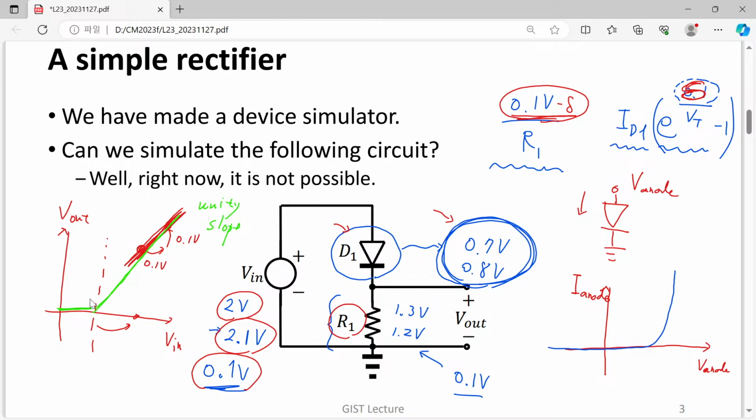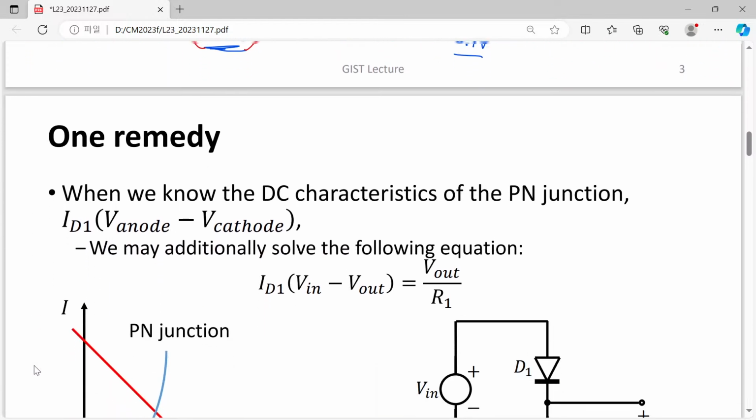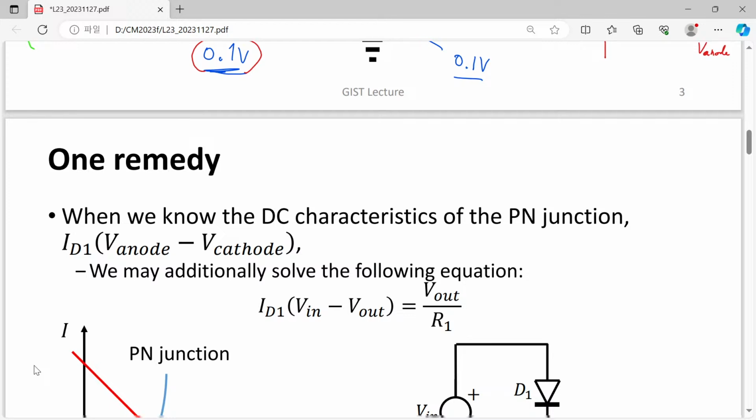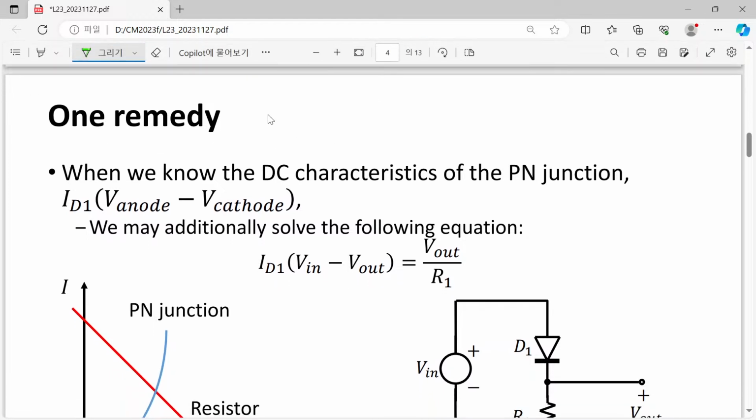So what you expect is to calculate this kind of behavior, but how can you automatically calculate it from your device simulator? Right now you cannot do that. The same difficulty is experienced by a sophomore-level student in the EE department. What they learn in their microelectronics course is quite simple.